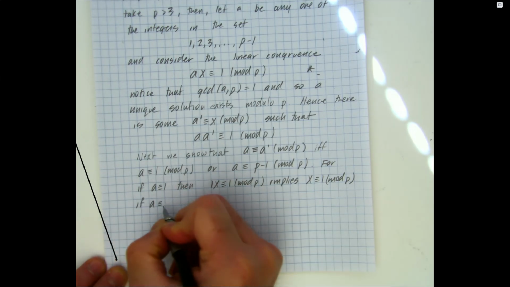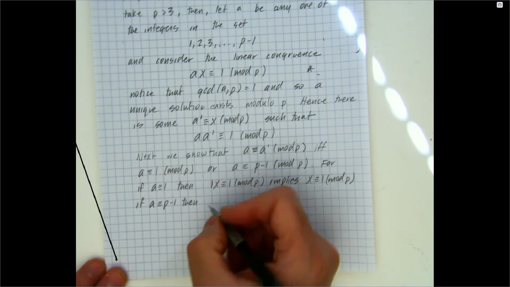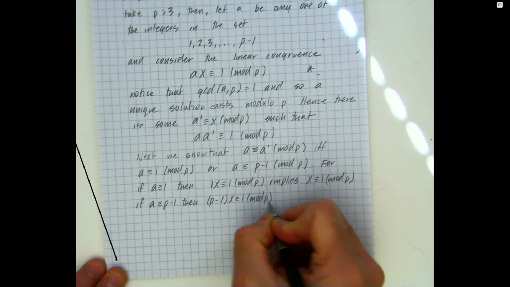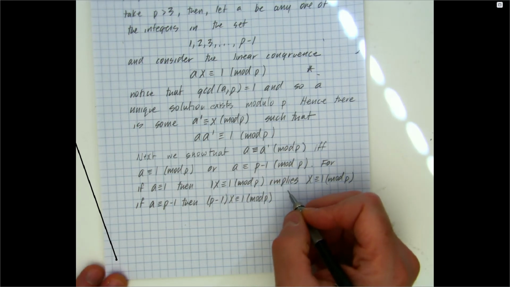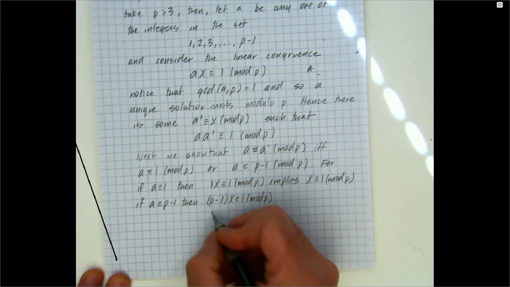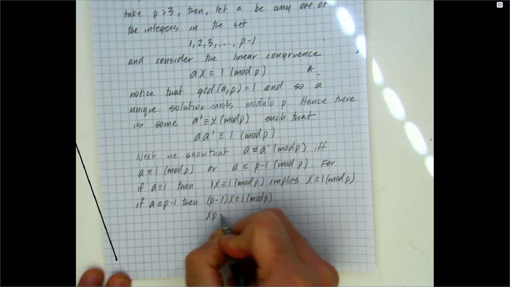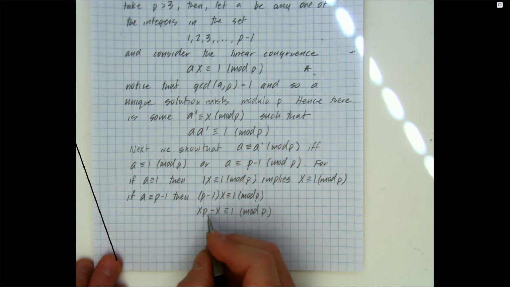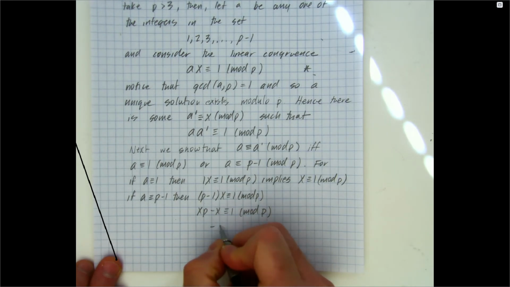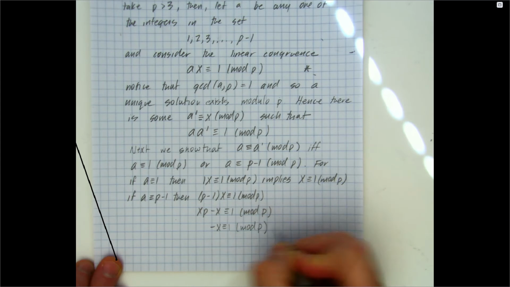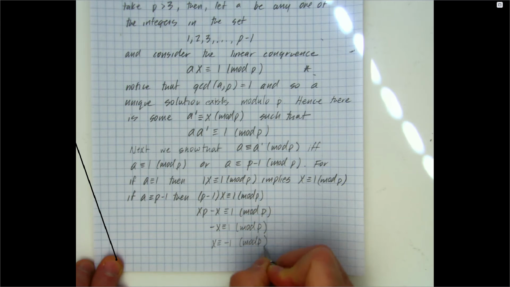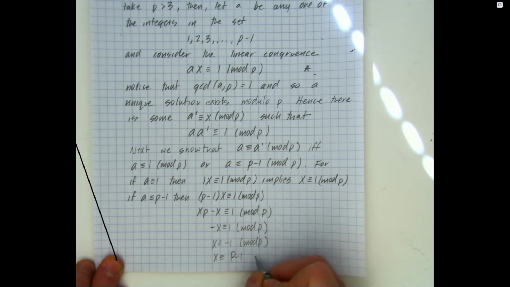And if a is congruent to p minus 1, then what do we get? We get p minus 1 times x congruent to 1 mod p. One way we could do this is to just multiply these things together, so it would be xp minus x congruent to 1 mod p. And any multiple of p, of course, is congruent to 0. So what do we get? We get negative x congruent to 1 mod p. And if we multiply both sides by negative 1, we get x congruent to negative 1 mod p, which is just x congruent to p minus 1 mod p.